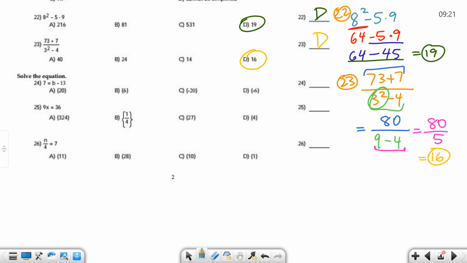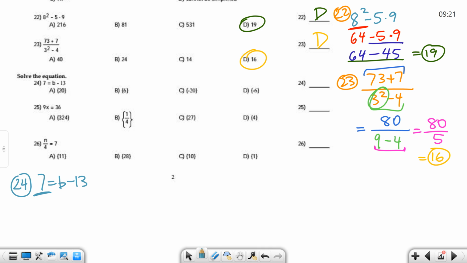And now we're going to solve the equation for the final 3 on page 2 here before we move on to the next page. So 24 says 7 equals b minus 13. If you remember, write your b, by the way, and don't think it's a 6. This is a review, but be sure you don't write that like a 6 and get all confused. But b minus 13 equals 7.